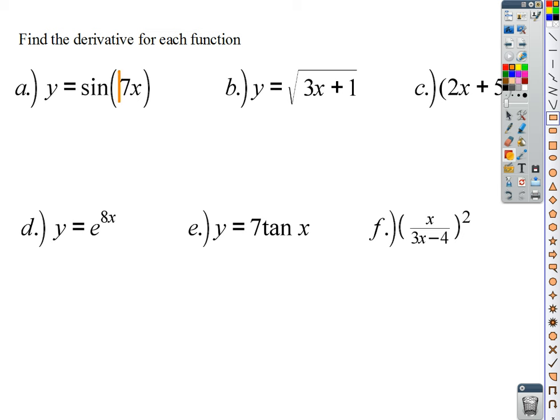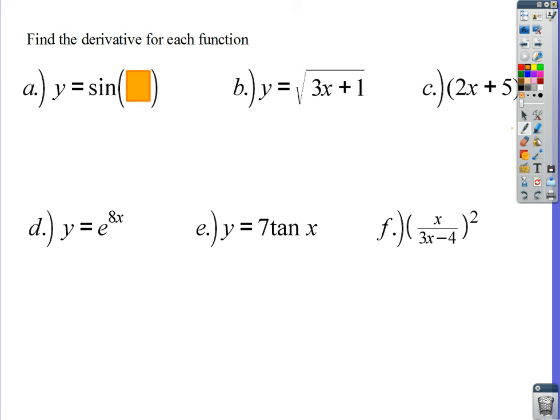This is my inner function, right? My outer function, my shell function, is sine of x. There's my inner function, 7x. So I want to take the derivative, y prime. Y prime is equal to, well, what's the derivative of sine? Cosine. Cosine of blah, what's in my square? Let's uncover that again. Oh yeah, that's 7x, times, now I have to take the derivative of my chocolate. The derivative of my chocolate is 7. And I simplify: 7 cosine of 7x.